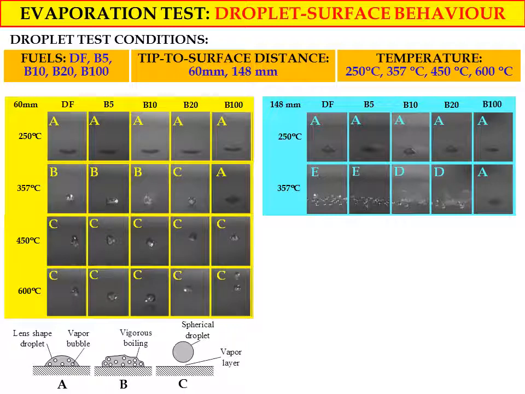When we increase to 357 degrees Celsius, at the tip to surface distance of 148 millimeters, we have quite different behavior for diesel fuel, B5, B10, and also B20. For example, for B20 and also B10, we have the broken film behavior. However, for B5 and DF, we have breakup droplets bouncing on the hot surface. So we have very small, multiple droplets bouncing on the surface for DF and also B5. However, B100 still maintains the lens-shaped droplet behavior, where the droplet attaches on the surface and evaporates.